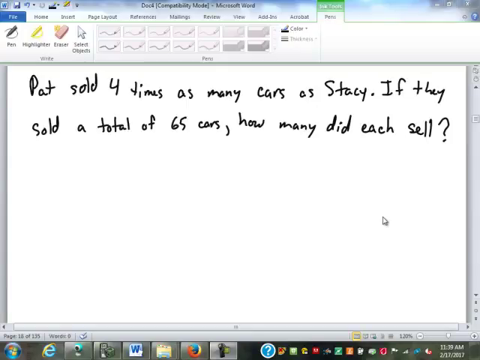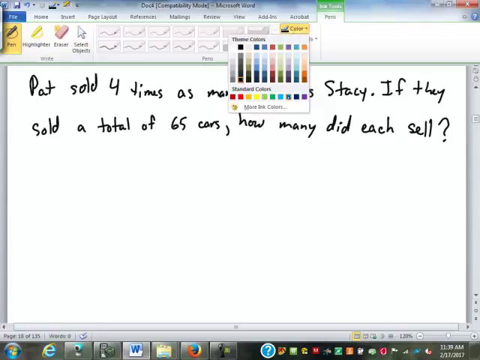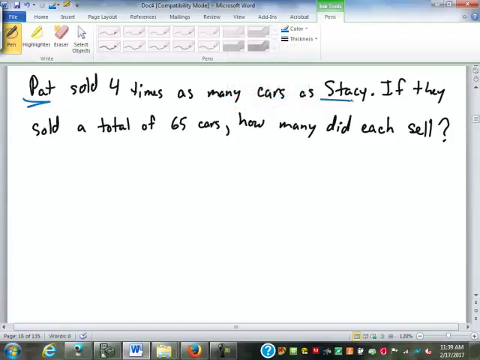The toughest part generally for my high school students isn't solving the equation, it's getting the problem into the equation, which I think is one of the more difficult skills in math: translating a situation into that algebraic sentence or equation. So looking here, we have Pat and we have Stacy, and they're selling cars. It tells us that Pat sells 4 times as many as Stacy, and together they sold a total of 65.